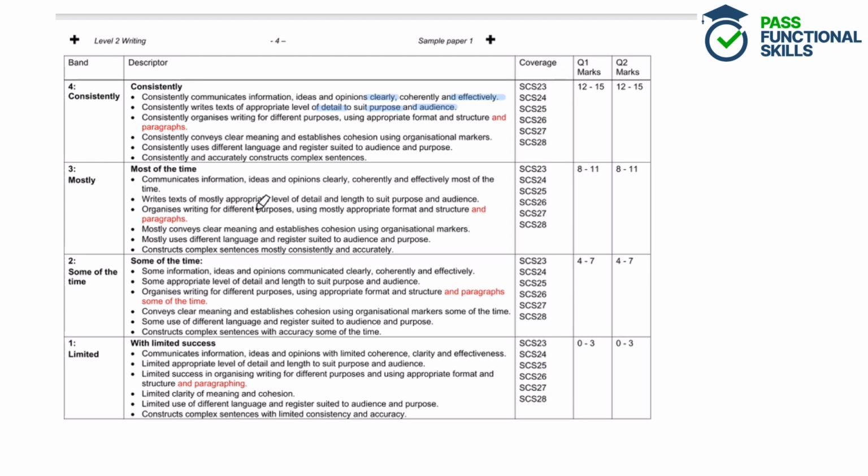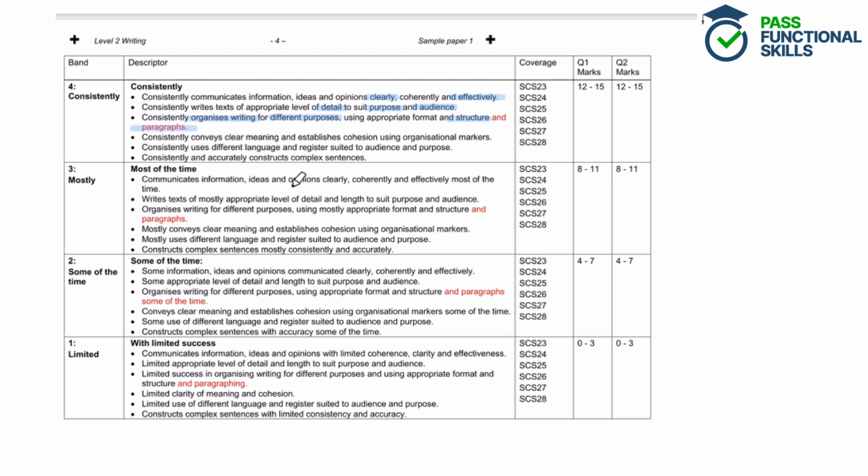Consistently organises writing for different purposes, using appropriate format and structure and paragraphs. So you need to be using different organisational techniques in your writing, depending on the different purposes, so the different text types that you'll be using. You want to use a good structure that is logical, and you want to use paragraphs to do this.